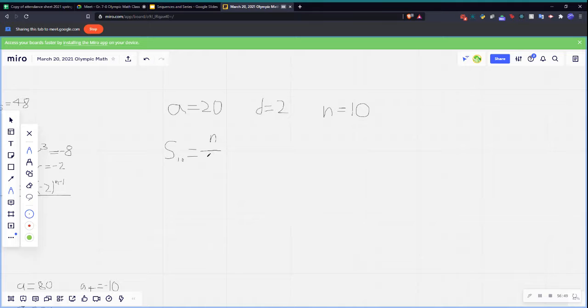Here, let's write down the formula again so you guys don't forget. So remember, this is an arithmetic series, so it's this formula. All right, so now we have n, we also have a, we also have d. We just directly substitute those in. So we have 10 divided by 2. Now we have 2 times 20 plus n minus 1 will give you 9. And d would just be 2.